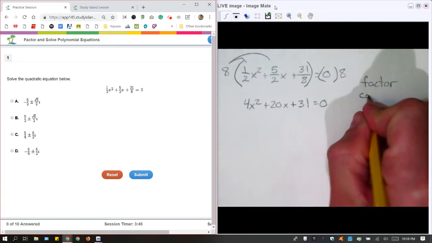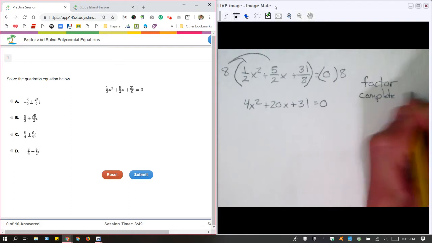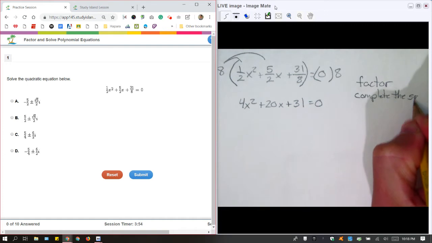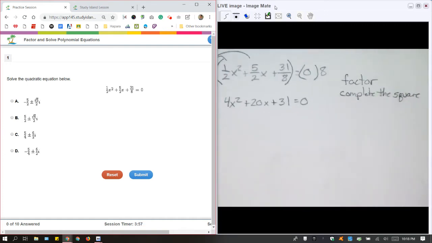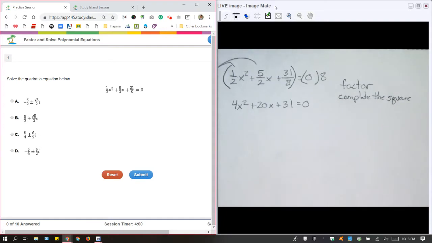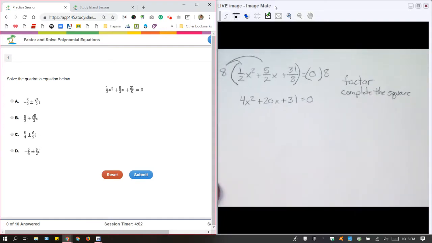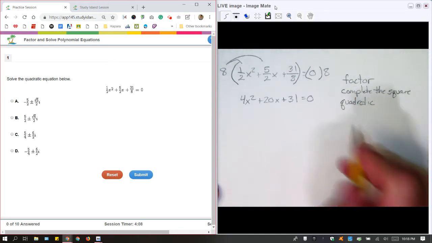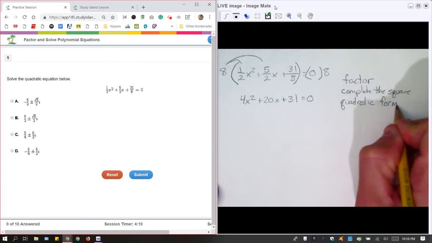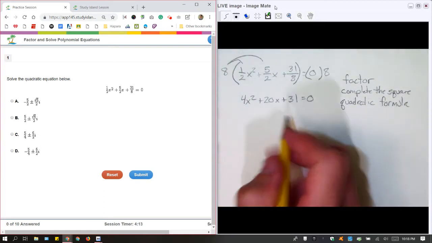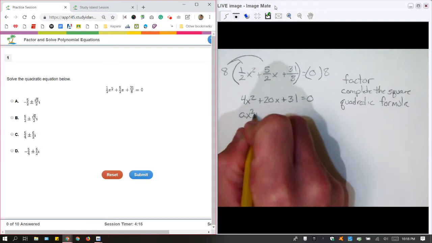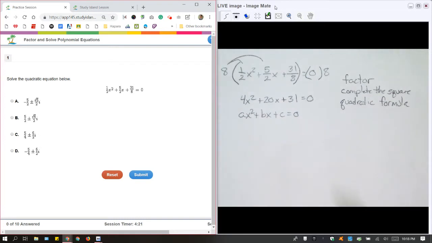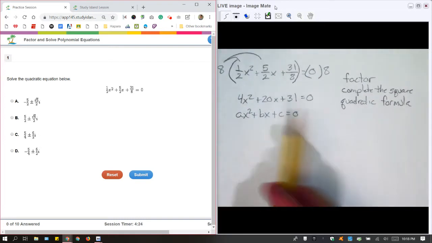Another way that we can solve this problem is called completing the square. Sometimes it's easier, sometimes it's a little trickier. But completing the square is another way that we can solve a quadratic equation. And then the last one is called using the quadratic formula. Okay, so the quadratic formula is the universal method that always works for any quadratic equation. And when I say that, I mean any equation that's in the following format: a times x squared plus b times x plus c equals 0. If you have something that is in that format, then you can use the quadratic formula to solve it.